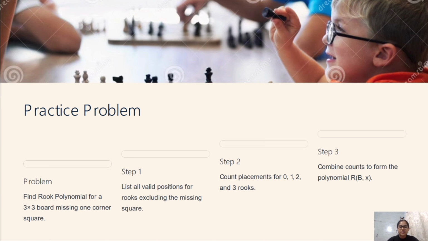A rook placement means putting one or more rooks on the board B such that no two rooks are in the same row and no two rooks are in the same column. This ensures that no rooks can attack each other, just like in chess where rooks attack along rows and columns.